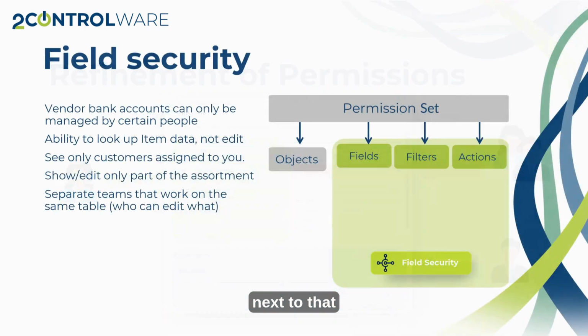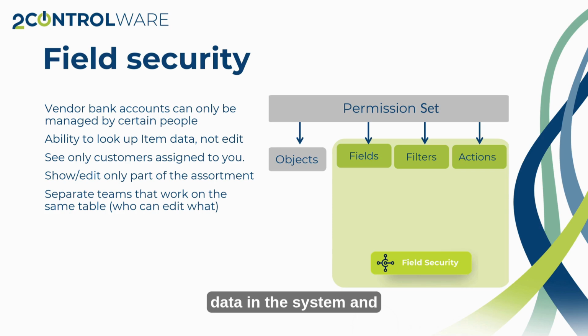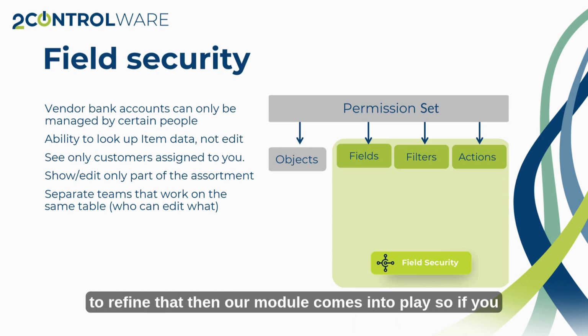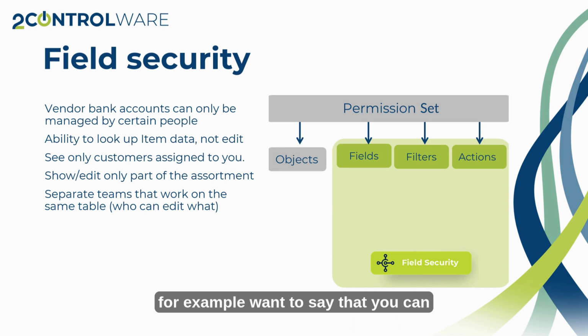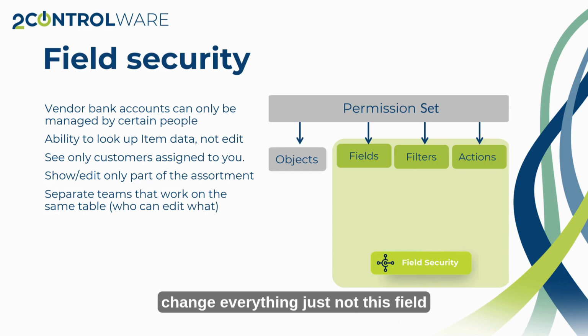Next to that, I wanted to give you a few examples. Permission sets grant access to objects. A permission set in Business Central will tell you that you have rights to the item table, the customer table, or whatever data in the system. If you then want to refine that, our module comes into play. For example, you can change the item card but only certain fields, or you can change everything, just not this field. That's where our module comes in.